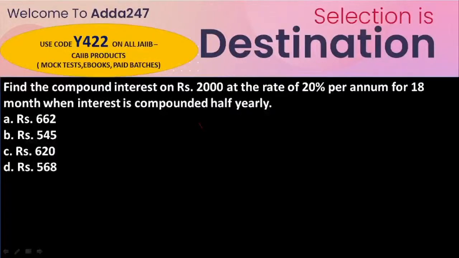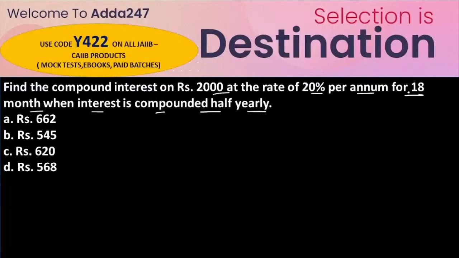So the first question is about the calculation of compound interest. Here you have to find the compound interest on 2000 rupees at the rate of 20% per annum, given for 18 months, when interest is compounded half yearly.